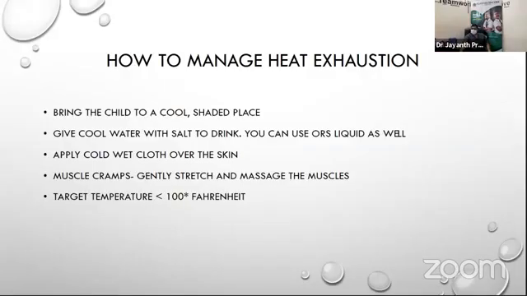Okay, how are we going to manage heat exhaustion? Whenever you find the child is experiencing heat exhaustion, immediately bring the child to a cool, shaded place. Then give them cool water along with salt to drink, because while sweating you lose a lot of salt along with water. So give some salt water to drink, and you can also use ORS liquid available in the market. Then apply a cold wet cloth all over the skin. If the child is experiencing muscle cramps, gently stretch and massage the muscles. That will relieve the pain. Our target temperature is less than 100 degrees Fahrenheit.